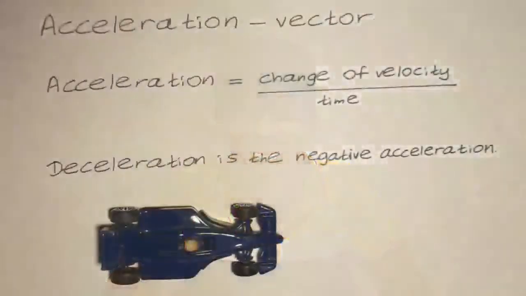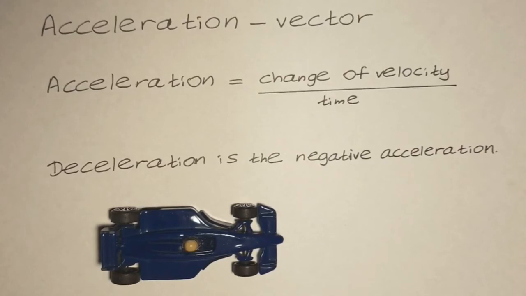Let us now discuss acceleration. So guys, what is acceleration? The acceleration is a vector. This is because the acceleration has a direction embedded in it. The acceleration is also termed as the change of velocity per unit time, whereas deceleration is the negative of the acceleration.